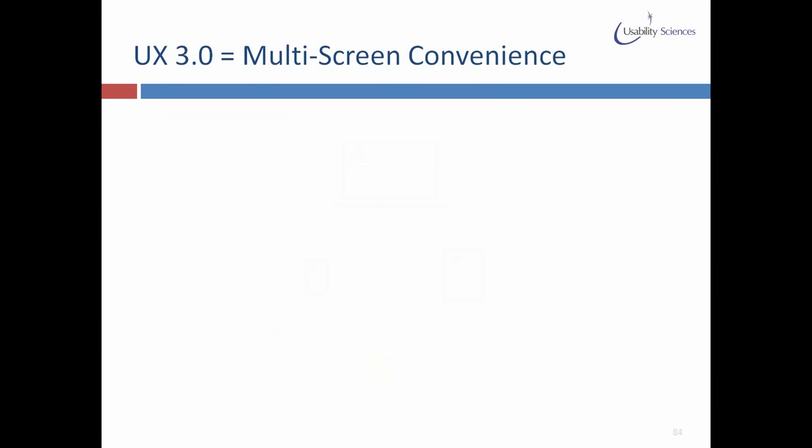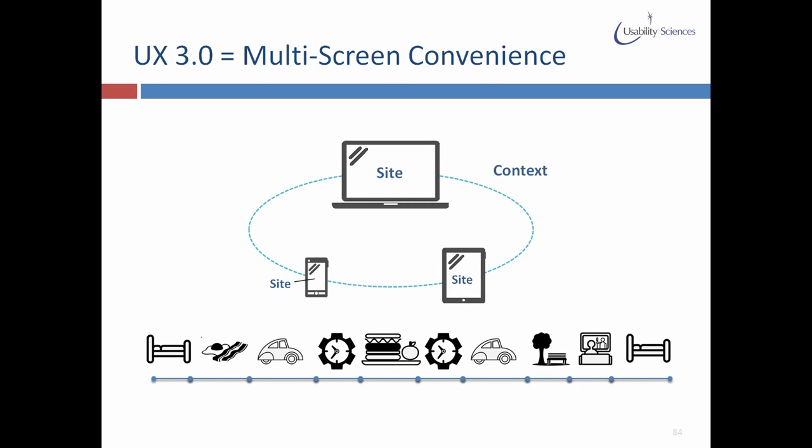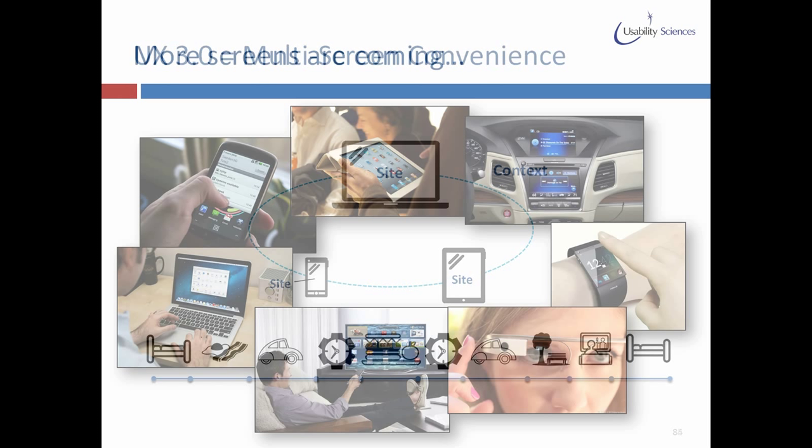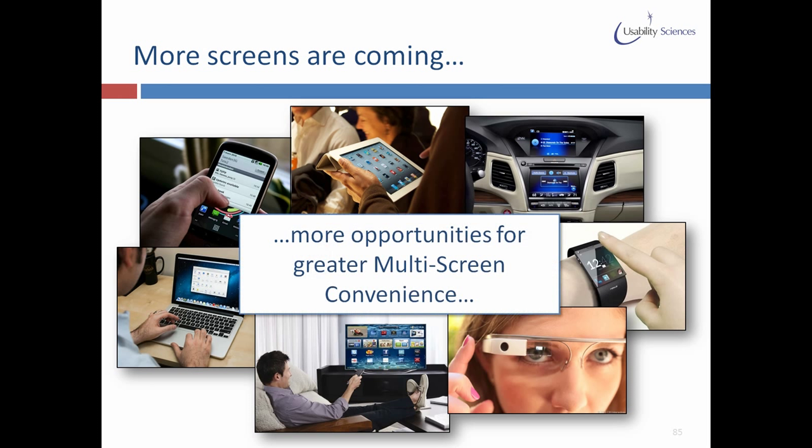So to finalize here, in conclusion, UX 3.0, it's about multi-screen convenience. This idea that your websites across devices all exist in a multi-screen ecosystem, all of which really address your needs based on where you are in various activities throughout your day. And it's not just the platforms we've talked about, but more screens are coming. The emergence of smartwatches, Google Glass, dashboards in cars that are becoming more intelligent. All of these screens are now bringing with them the opportunities for greater multi-screen convenience that really address users' needs.